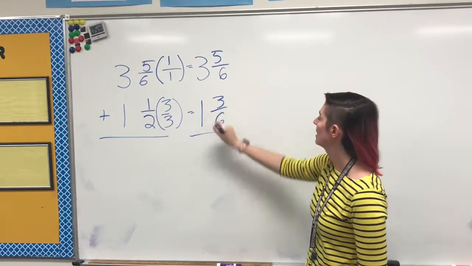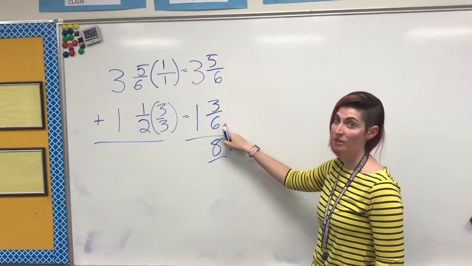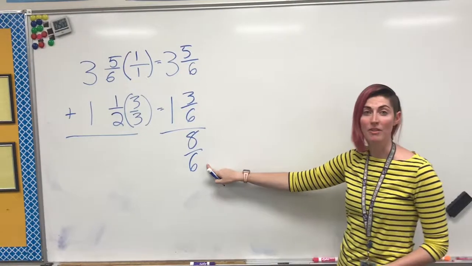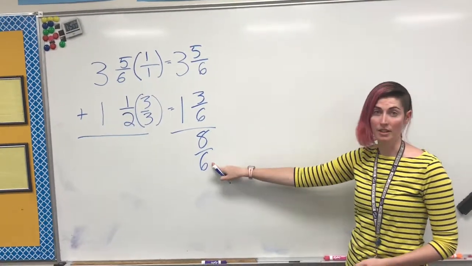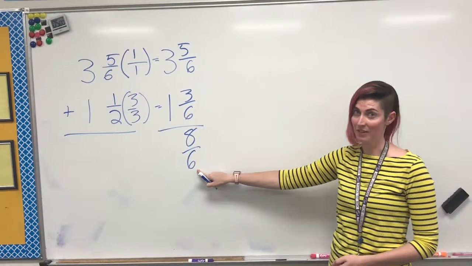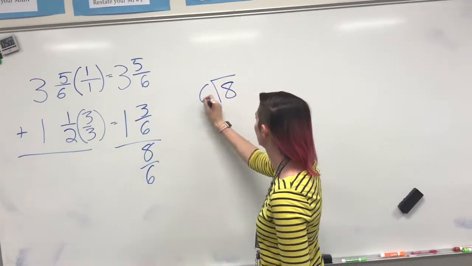5 plus 3 gets us 8. Denominator, whenever we add or subtract, is going to stay the same, so it's still 6. And here's our improper fraction. Our numerator is larger than our denominator. 8 divided by 6 is how we're going to fix that. So we take our 8 divided by 6.